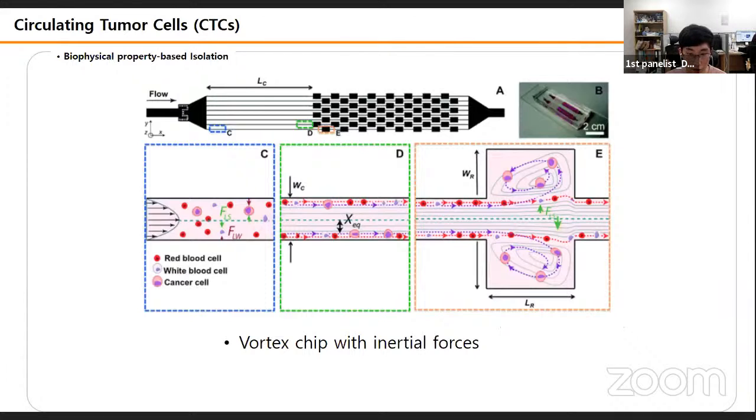One of the examples is the vortex chip that induces vortex into microfluidic flow to allow CTCs to experience inertial forces. Due to the inertial forces that are experienced in the vortex flow, different sizes of particles are separated, and targeted CTCs can be separated from RBCs and WBCs.